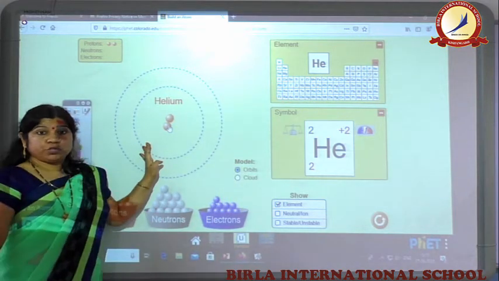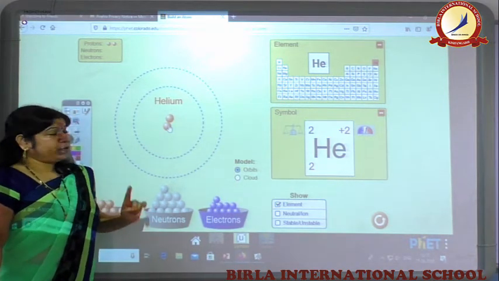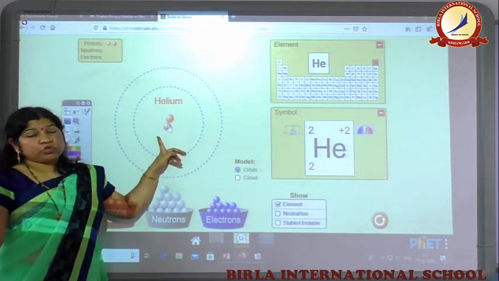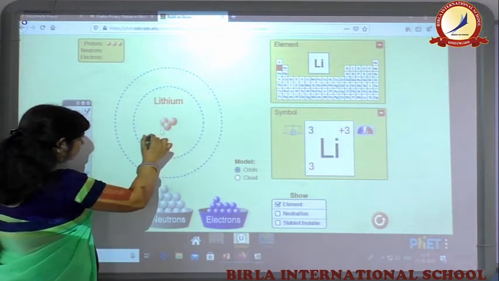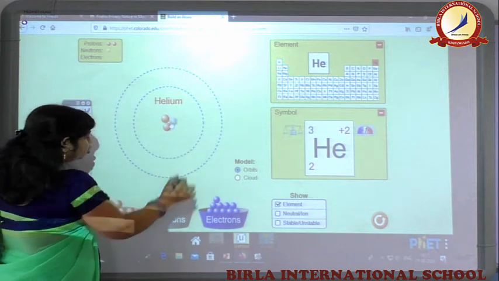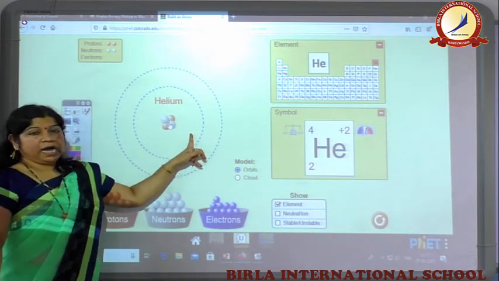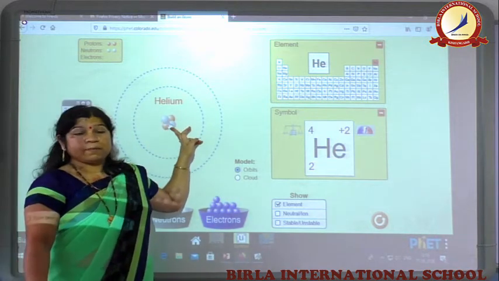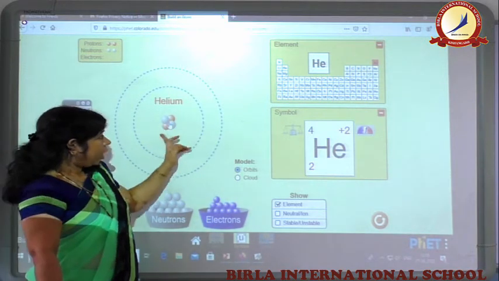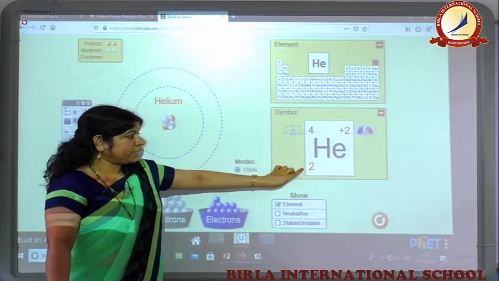But now we have to remember that we are talking about mass number. And for mass number, protons also we have to add. So helium contains 2 protons and 2 neutrons, which makes a total of 4. Mass number 4. And now check here that 4 is written here. Mass number is written here.